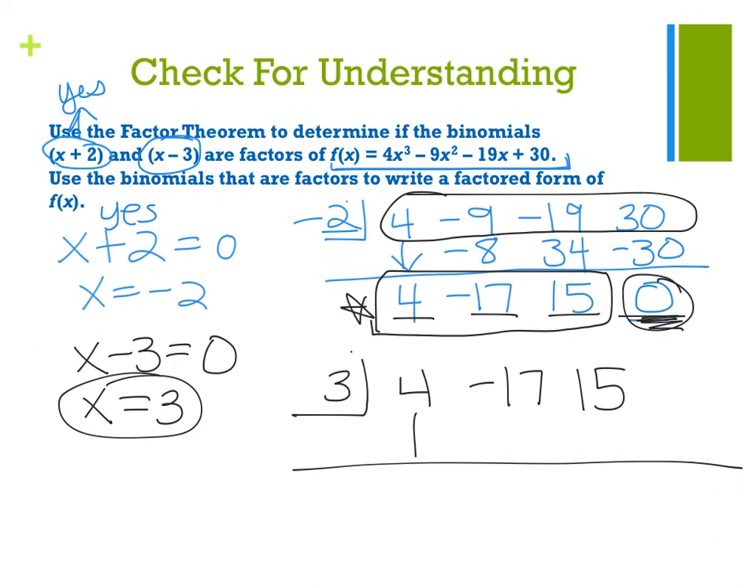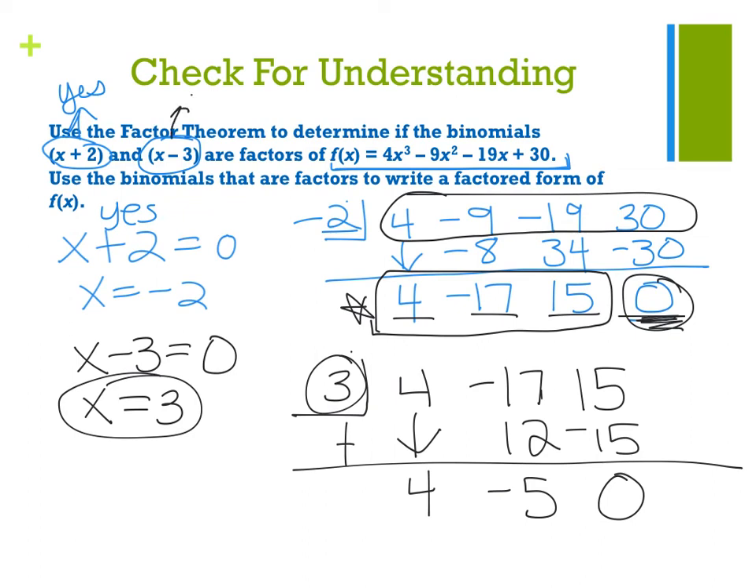So, I'm going to start by carrying down the 4. 4 times my divisor, which was 3, is 12. If I add my middle column, negative 17 plus 12 is negative 5. And negative 5 times positive 3, my divisor, is negative 15, which again gives me a remainder of 0. So since I got a remainder of 0, that means yes, x minus 3 is a factor of the polynomial f of x.